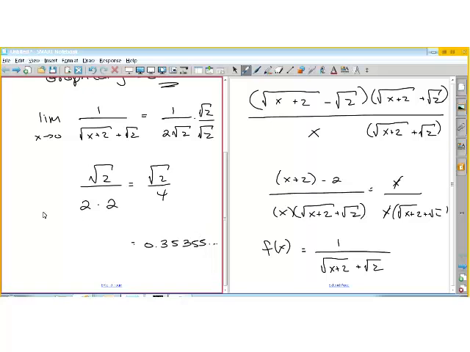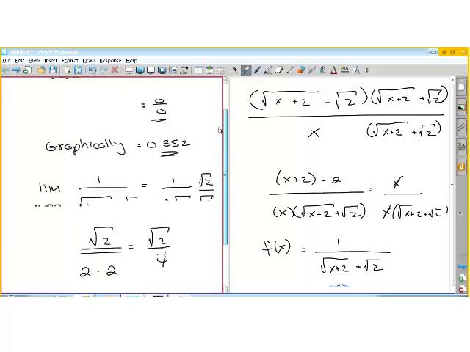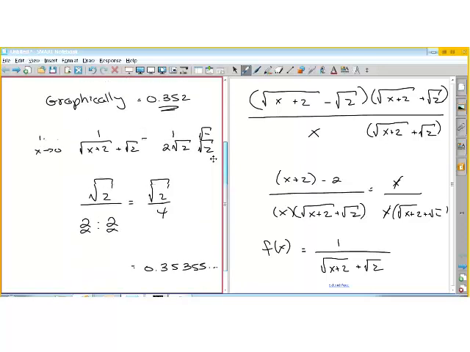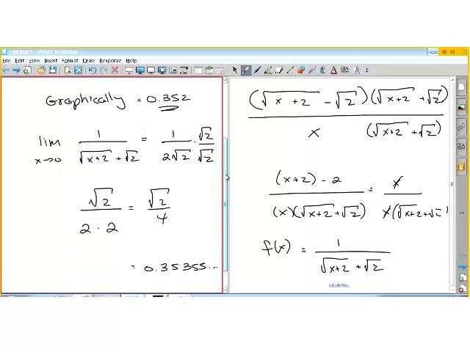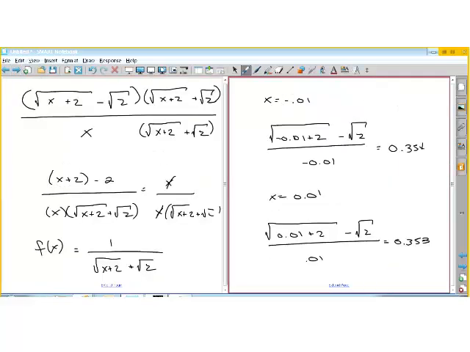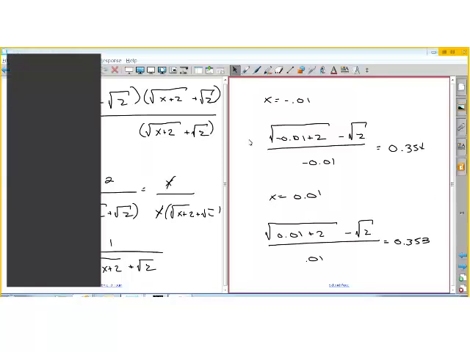So you see all three cases we came up with the same answer. So graphically we got 0.352. I think I might have just read that wrong, slightly off. Numerically, we just plugged in numbers close to 0, and we got close to the right answer. And then the analytical one is the exact.